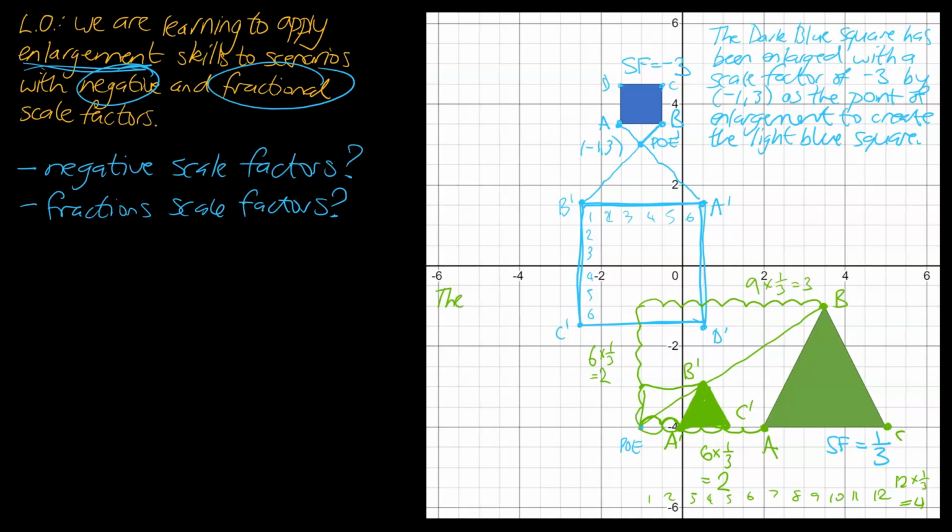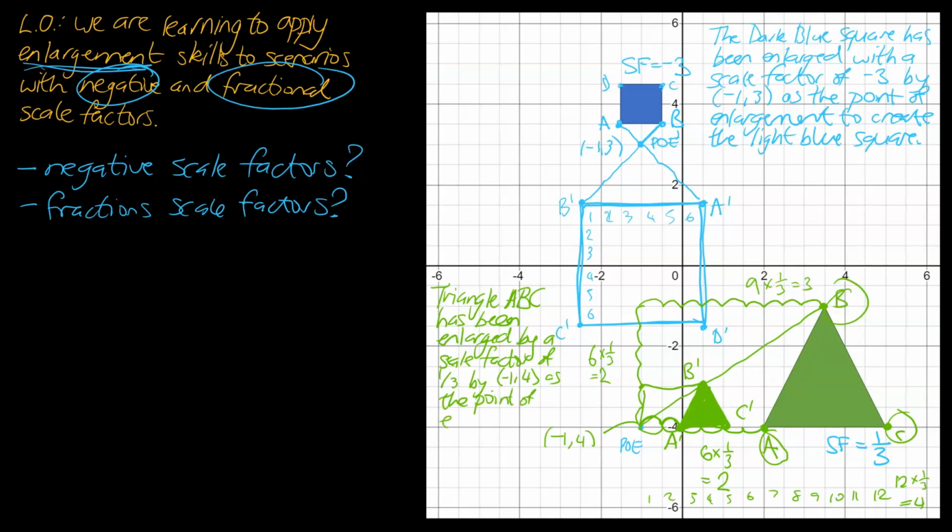In this case here, we can't really distinguish between colors, but we'll call it by the corners of the triangles. So triangle ABC has been enlarged by a scale factor of 1/3 by, and let's find that point of enlargement. That looks like it's going to be -1, 4 as the point of enlargement to create triangle A dash, B dash, and C dash. And that was the corner references of our new smaller triangle.